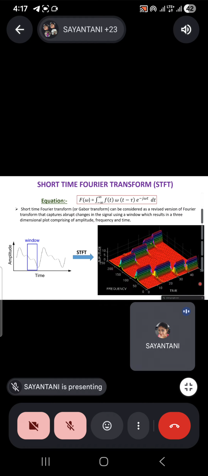So it is a much more powerful transform as compared to the Fourier transform. And of course, it is much more advantageous to utilize it for EEG signals because this is specifically designed for non-stationary signals, which is the case for EEG.